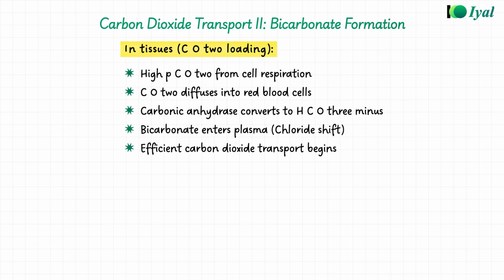In the tissues, there is lots of carbon dioxide because cells are respiring, using oxygen and making carbon dioxide. This carbon dioxide diffuses into red blood cells. Once inside, the enzyme carbonic anhydrase converts carbon dioxide to bicarbonate. The bicarbonate is charged, HCO3 minus. It leaves the red blood cell and enters the plasma. This is how most carbon dioxide is transported, as bicarbonate in plasma, about 70%. And there is an interesting exchange: chloride ions enter the red blood cell when bicarbonate leaves. We call this the chloride shift.